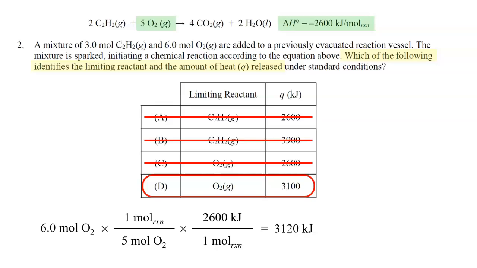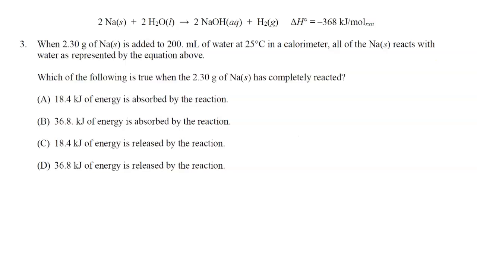Now let's take a look at question 3. In question 3, we're given a balanced chemical equation in which solid sodium reacts with liquid water to produce aqueous sodium hydroxide and hydrogen gas. We're also given the delta H for this reaction, which is negative 368 kilojoules per mole of reaction.